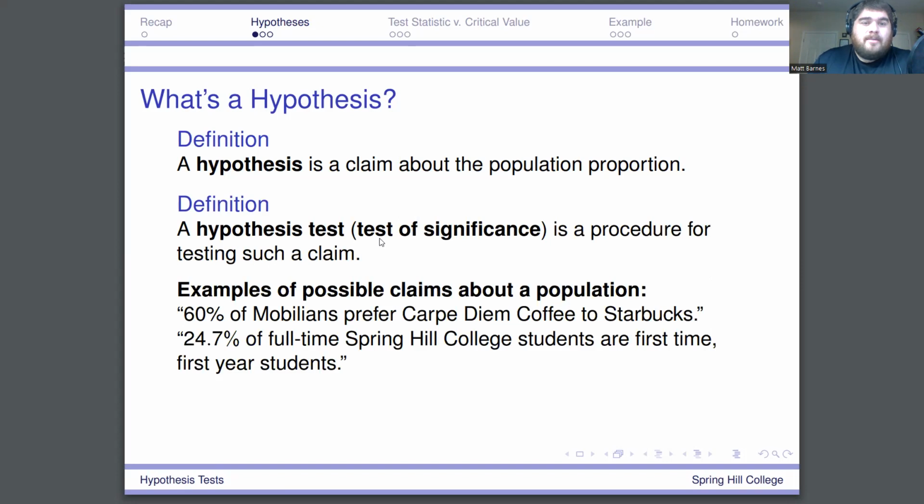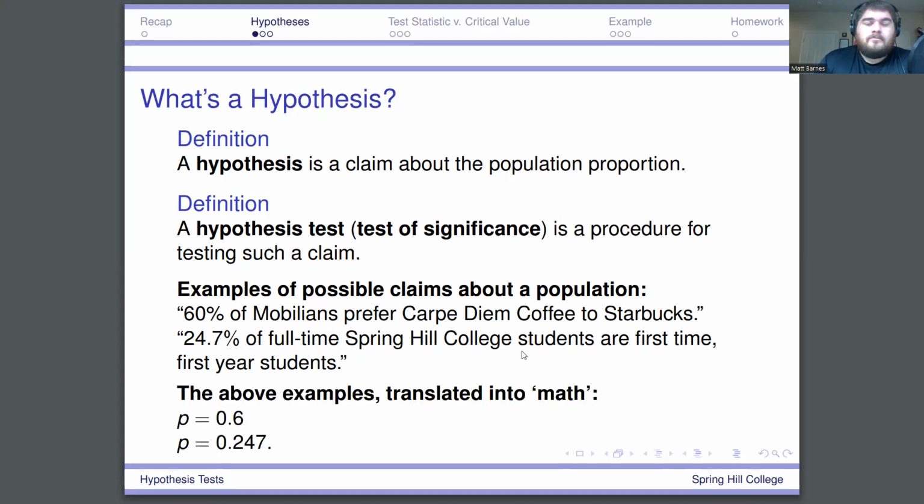Here are some examples from last time of claims. 60% of Mobilians prefer Carpe Diem coffee to Starbucks. That is a claim about a population proportion. 24.7% of full-time Springfield College students are first-time first-year students. That is another claim about a population. In the first one, our Mobilians are our population, so everybody who lives in Mobile. And in this one, all of our full-time Springfield College students are our population. And we're making some sort of claim about what people in that population think or say or would do in a certain scenario.